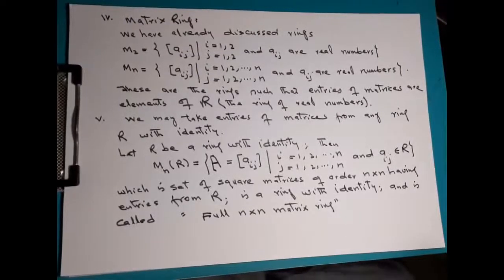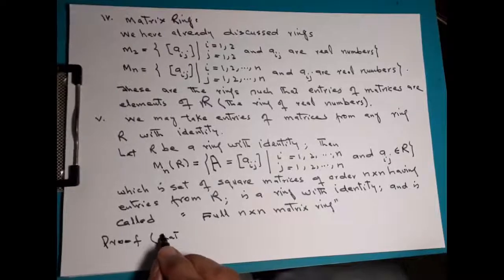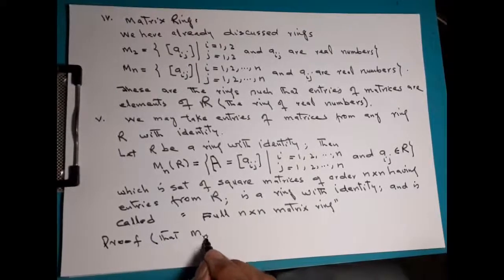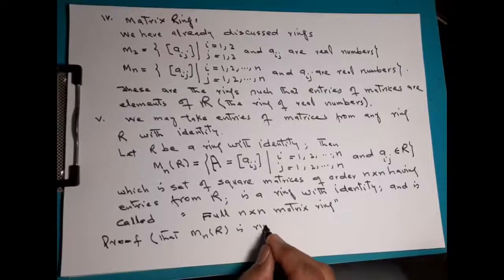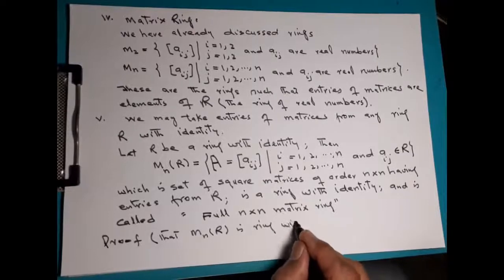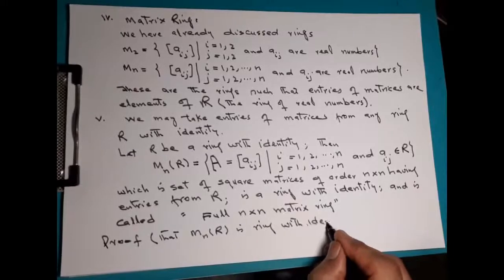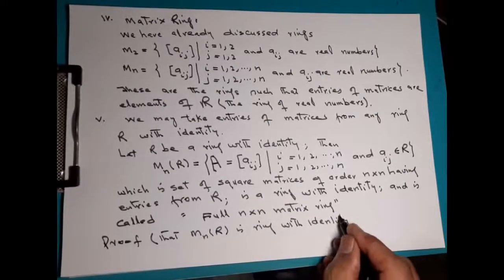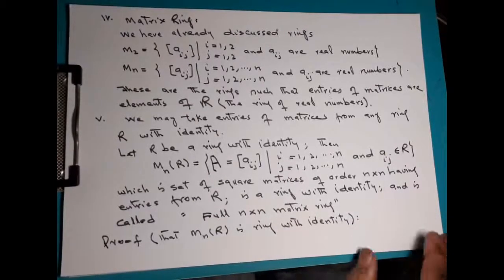So we will prove it formally. Let's prove it. Proof: this proof is that M_n(R) is a ring with identity. We give a formal proof, in fact just hints for that formal proof. So this is a ring with identity. Let's discuss the proof.